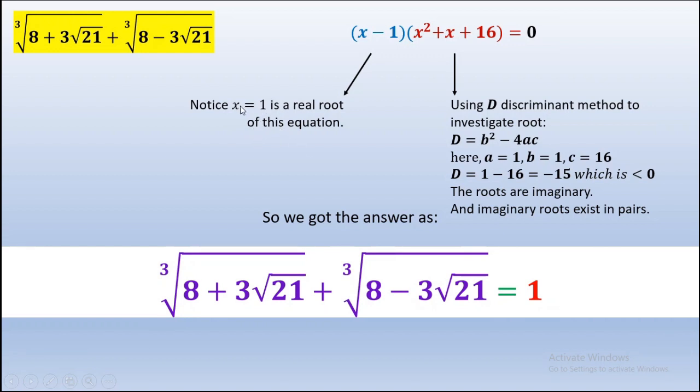It is quite amazing to see that a complicated arithmetic simplification question can be solved using polynomials and equations, and we got the very simple answer, that is 1, for this complicated question. So this is a very amazing type of question.